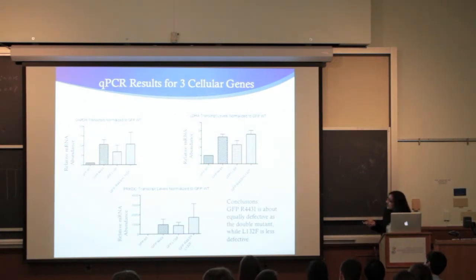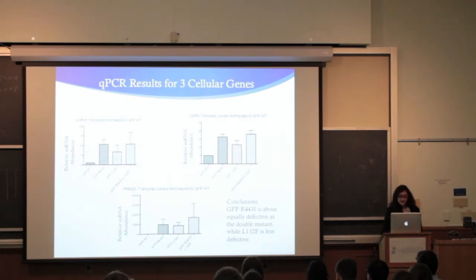And we see that the alpha-4 and the double mutant are roughly equally defective, whereas the L132F is slightly less defective. Moving on to this gene here, same pattern. These two are roughly equally defective, while this one is less defective. And for this third gene here, the difference is less exaggerated, but you see a similar pattern, with the alpha-4 and the double mutant being more defective, whereas L132F is slightly less defective.